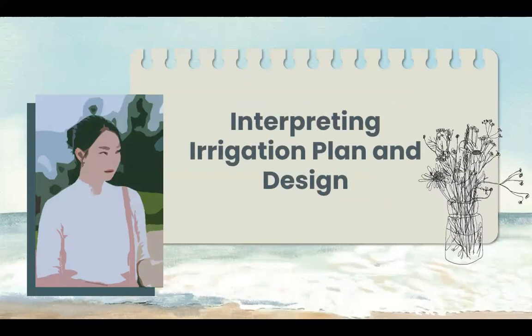Now let's talk about interpreting irrigation plan and design. Worldwide, about 70% of water used is in agriculture for irrigation. The need for irrigation is greatly felt because of severe drought that affects large areas. Short periods without rainfall ruin crops and affect food production.